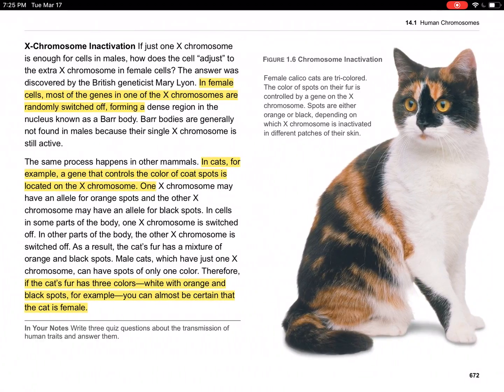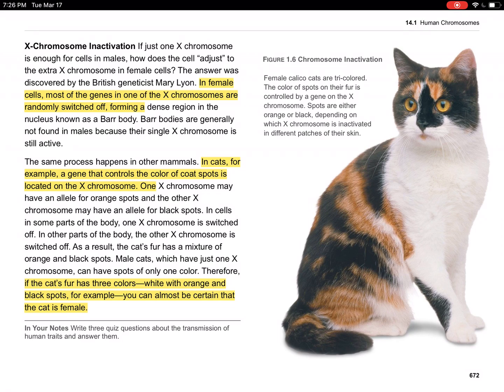All right, X chromosome inactivation. In females, because females have 2 X's, most of the genes in one of the X chromosomes are randomly switched off. So they're coding for genes, but only one of them can be seen at a time. So the information on the other gene turns off. These regions are known as bar bodies.